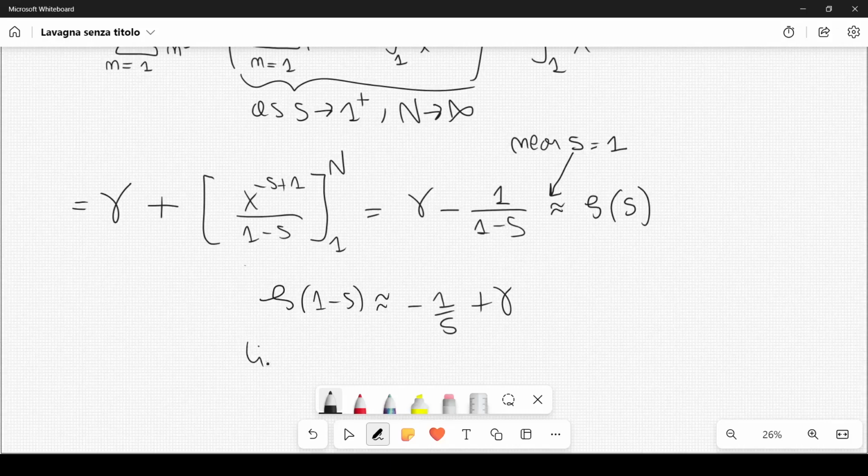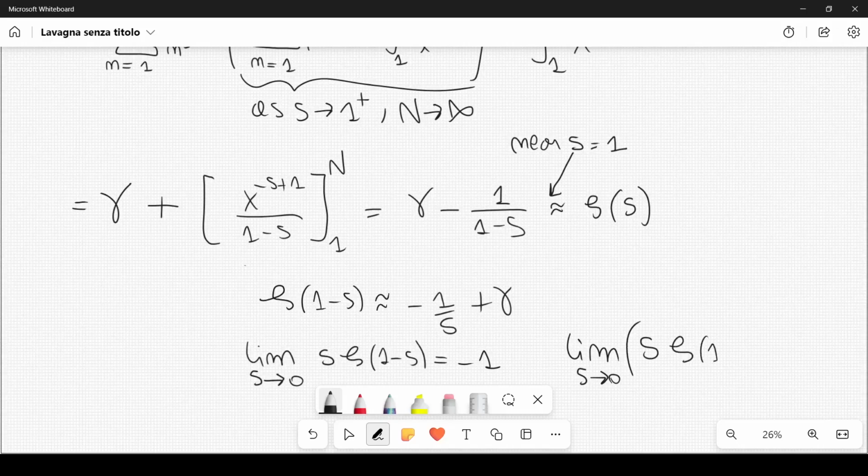So you can see that the limit as s goes to 0 of s times zeta of 1 minus s is equal to minus 1, and also the limit as s goes to 0 of the derivative of s times zeta of 1 minus s. I'm indicating the derivative with this prime. It is the derivative with respect to s, and of course this is equal to gamma, the Euler-Mascheroni constant.